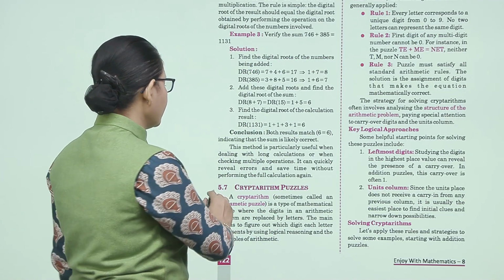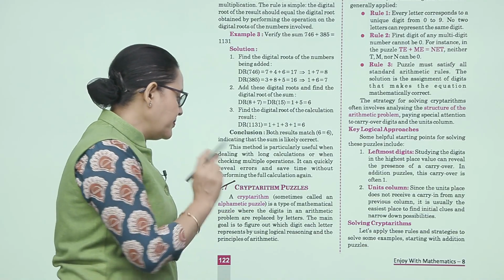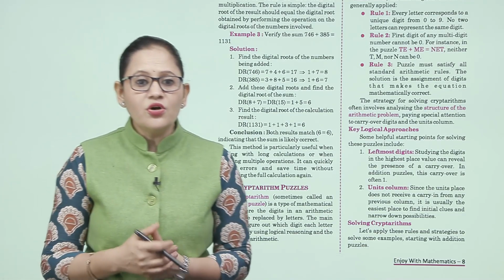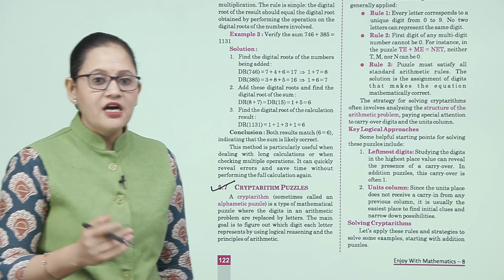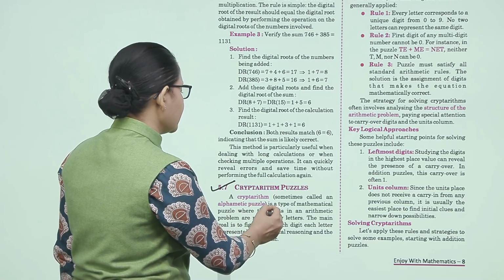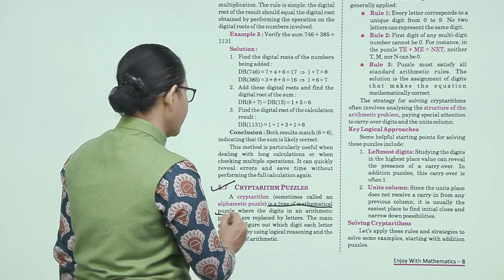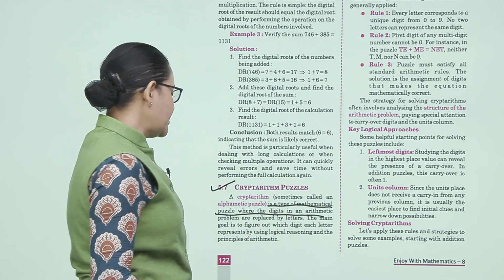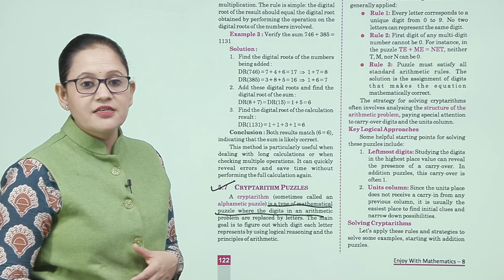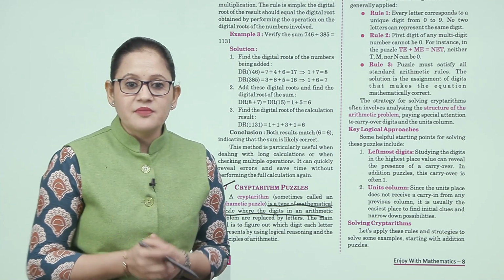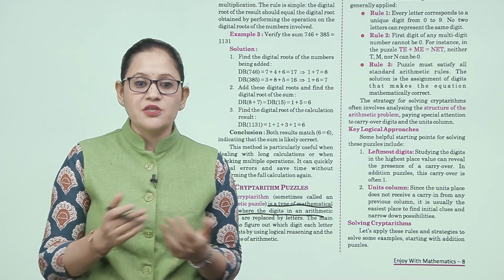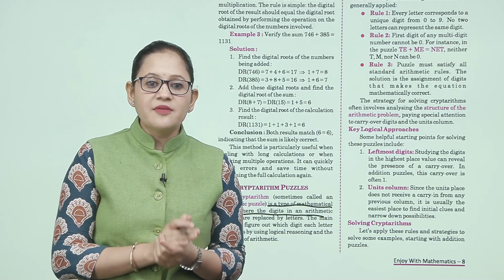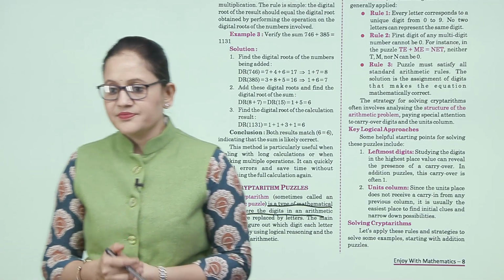Now, cryptarithm puzzle. A cryptarithm, sometimes called an alphametic puzzle, is a type of mathematical puzzle where the digits in an arithmetic problem are replaced by letters. The main goal is to figure out which digit each letter represents by using logical reasoning and the principles of arithmetic.